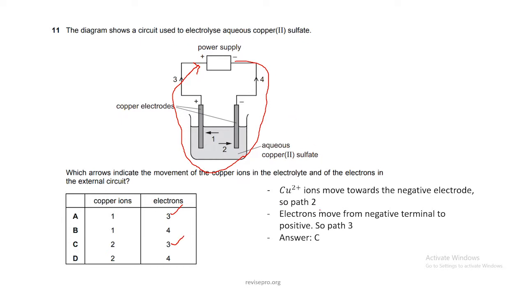So what is the movement of copper ions? Copper ions are Cu2+ in the solution. They get attracted to the negative electrode because they're oppositely charged, and so C would be your answer, as this is the negative electrode.